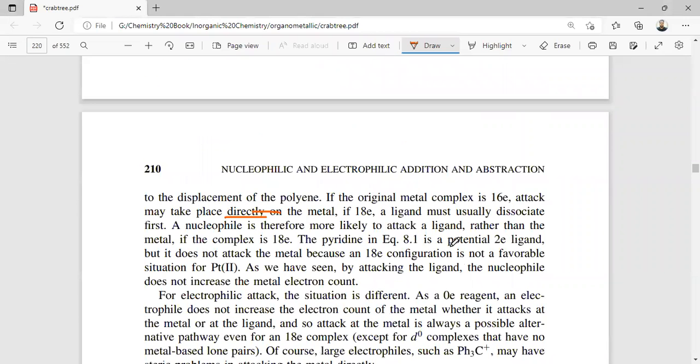So pyridine is a potential 2 electron ligand, but it does not attack the metal because the 16 electron configuration is the favorable situation for platinum 2. So we have seen that nucleophilic attack on the ligand does not increase the metal electron count.